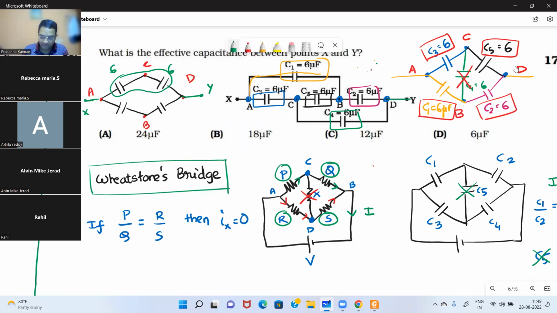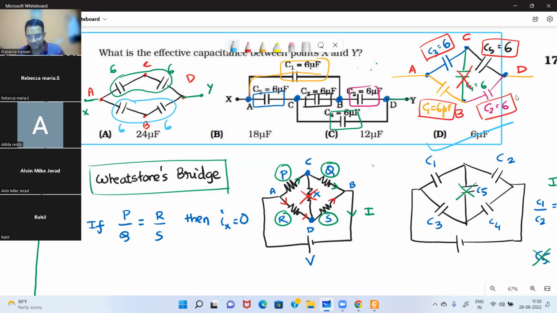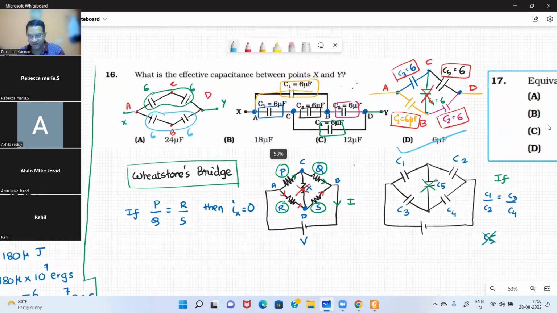Similarly, below, if you see, these two capacitors are connected in series. So 6 and 6 again, and the effective capacitance will be 3. So the top you have 3, the bottom you have 3. How are those two capacitors connected? Parallel. So 3 and 3 are connected in parallel. What will be the total capacitance? 6 microfarad. So that's the answer. Is it clear to you? Yes, sir. Yes, please make a note of it.